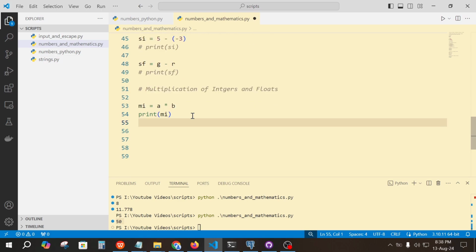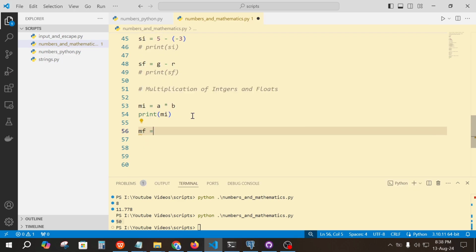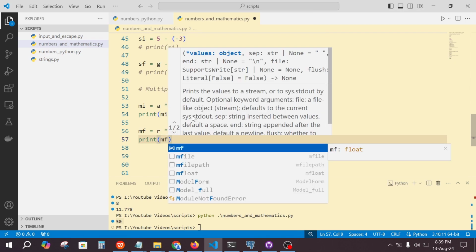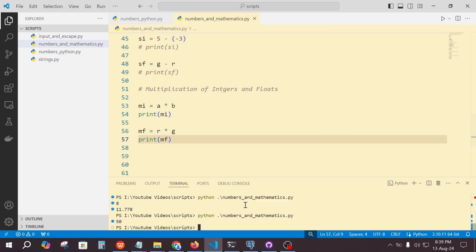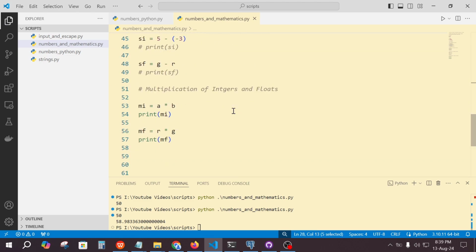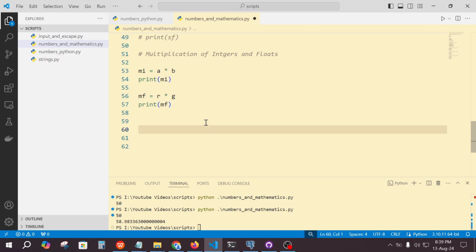And now we will do multiplication of floats, which is r multiplied by g. If I print mf, save it and rerun the script, oh, you can see 58 point, a long floating point number. And after multiplication, what we have is division. So let's see division here quickly. Division of integers and floats.